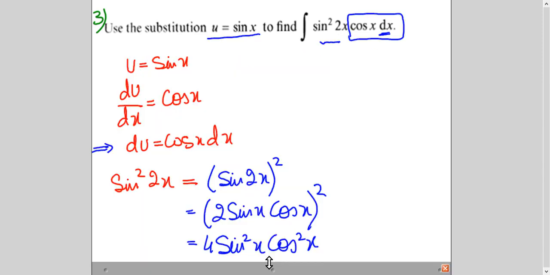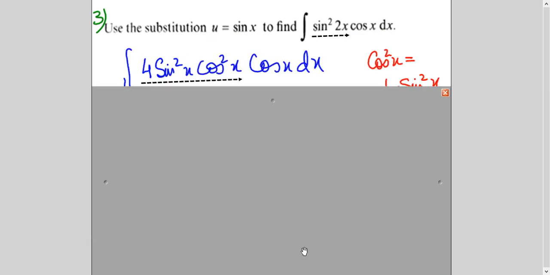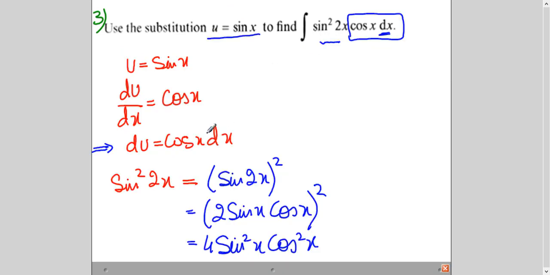Now, so I got my sine square 2x is equal to this thing. So I will replace sine square 2x by 4 sine square x cos square x. So I've replaced here, and this I'm writing as it is. Now, after this, I know that sine x I can write as u. So here I can write u square. Here I can write du because we have seen here that cos x dx is equal to du.